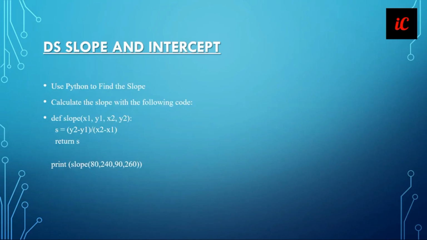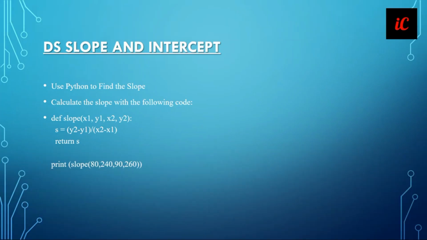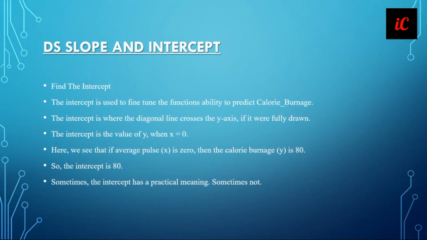So use Python to find the slope. We understood the mathematical way, now we are using Python. As we discussed in the last session, just write the terms x1, y1, x2, y2. You need to write in this form only. After writing that, you write the formula s equal to y2 minus y1 divided by x2 minus x1. Then you automatically get the result.